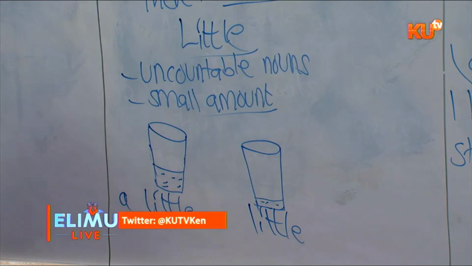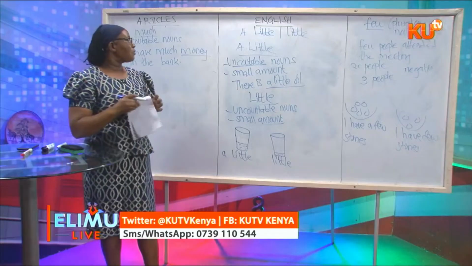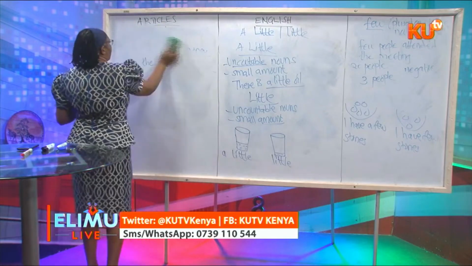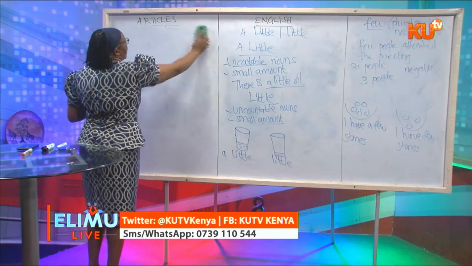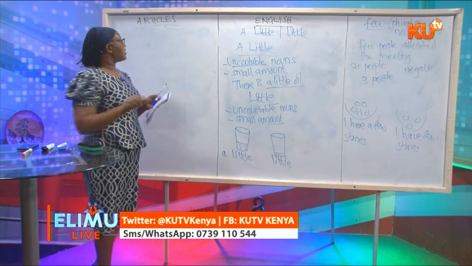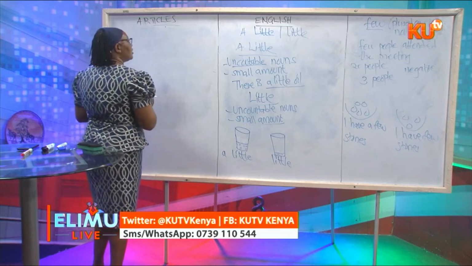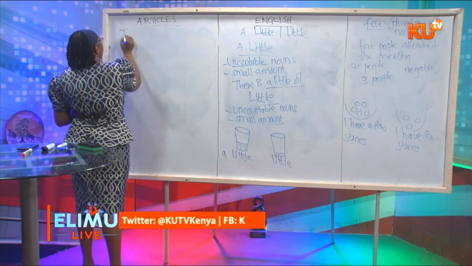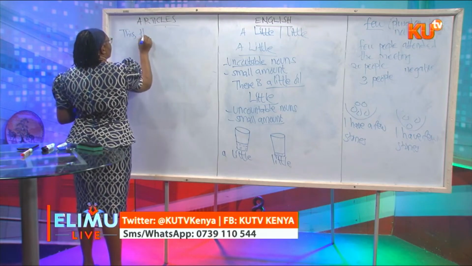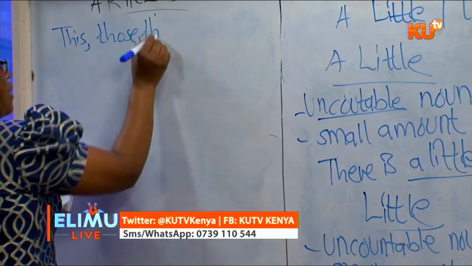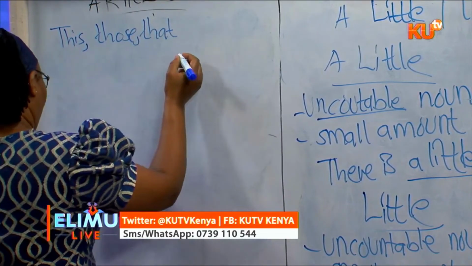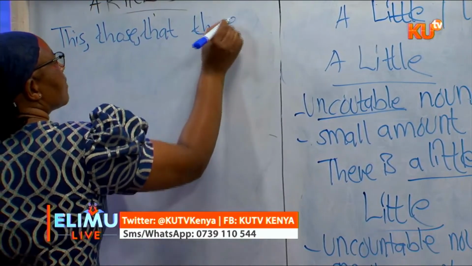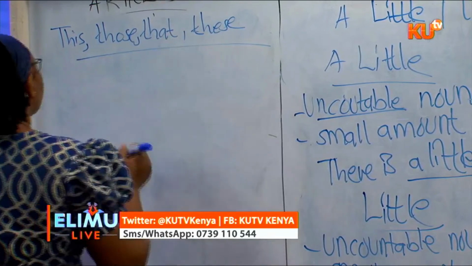Now we move on to our next group of determiners, and this is a group which is very common, and we usually use it in our everyday lives, and that is this, these, that, and those. So we start with this.